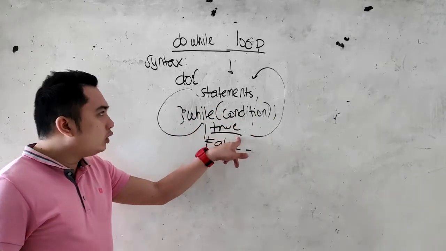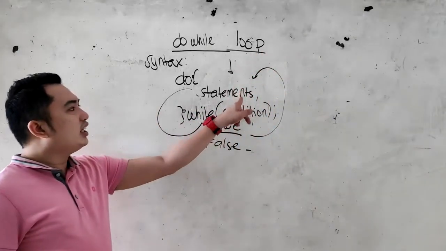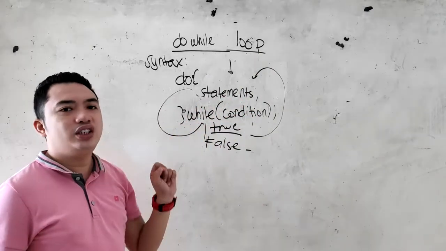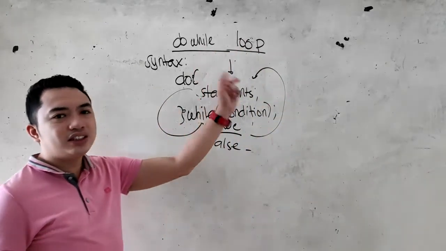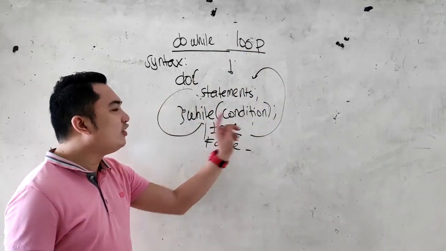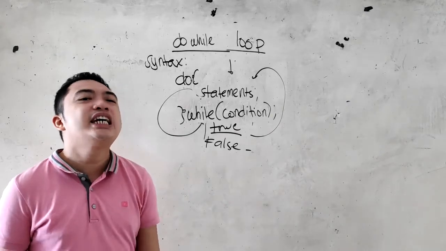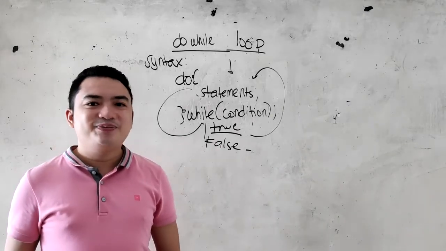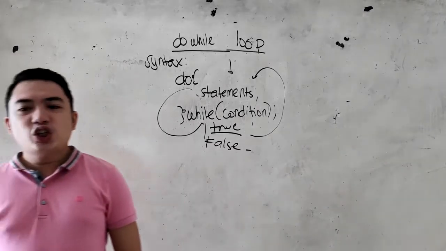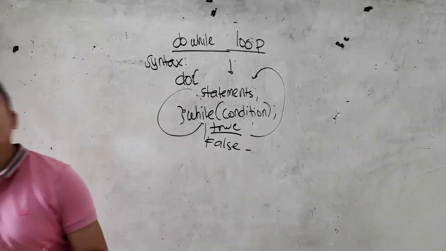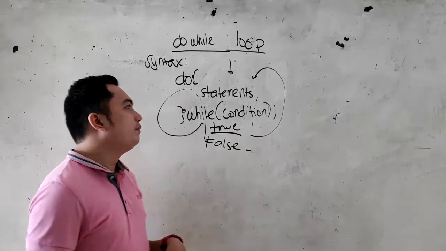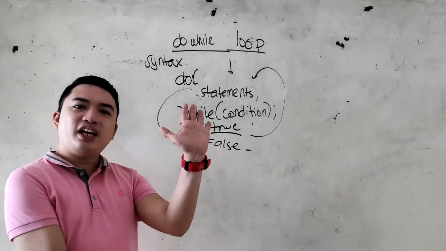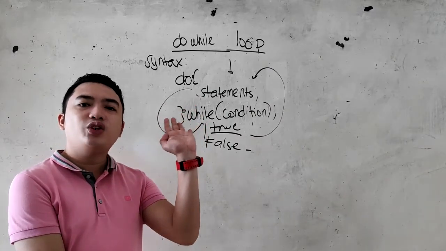If it is true, it will go back and execute the statements again, and then test the condition. If it is true, it will execute the statements again, and then go back to the condition. If the condition is now false, the do-while loop will be terminated. So let's have a tracing the output session. I will be showing you an example here, a practice problem for our do-while.